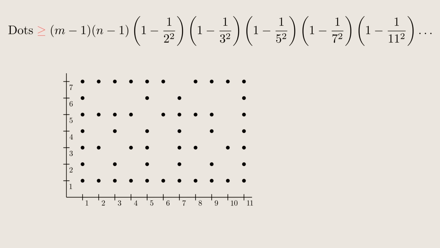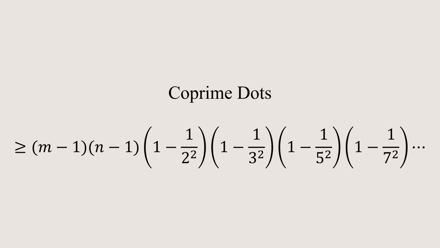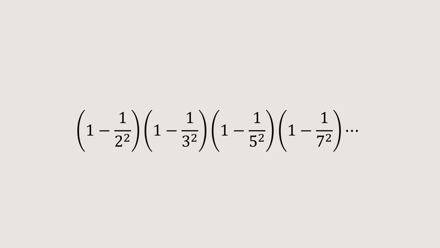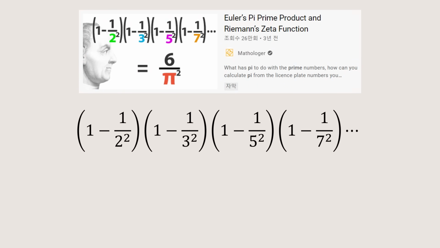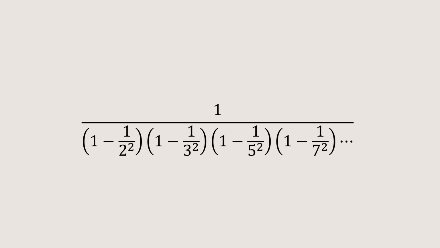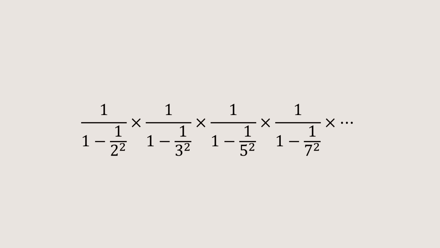This is not a rigorous proof, but in essence, that is why the number of coprime points is larger than or equal to n-1 times m-1 times that thing. Now, what is that thing? This is nicely explained in this Mathologer video. It's actually easier to calculate the reciprocal of that thing. Let's split the fractions and look at each of them.